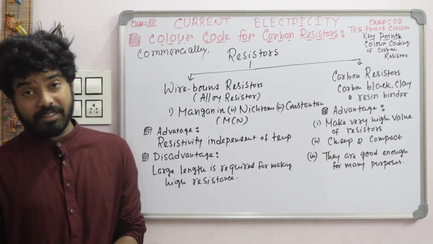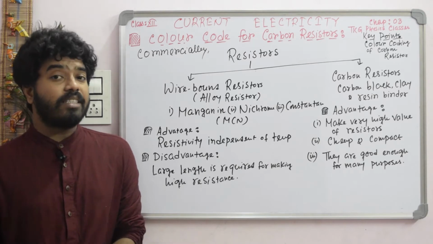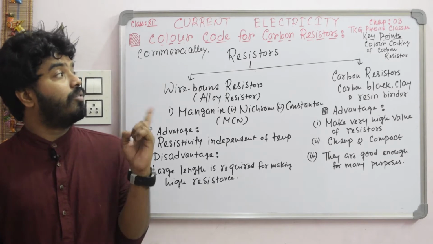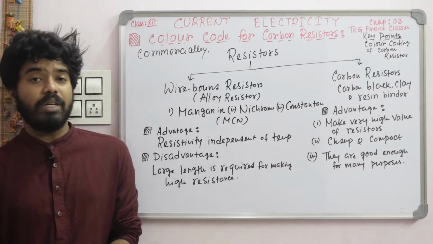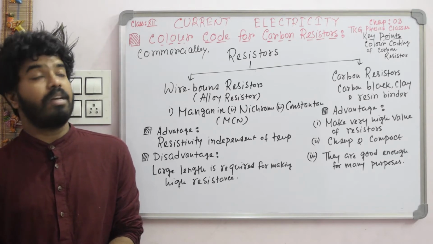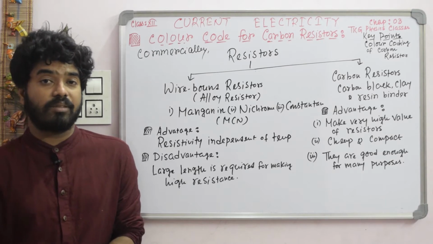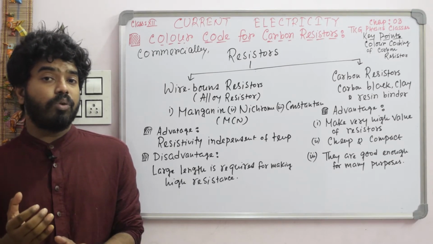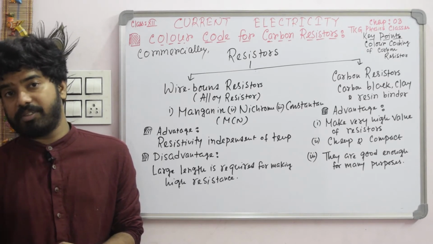And so students, this is our lecture number 4 for your third chapter, that is current electricity. In this chapter we will discuss our topic, that is color code of carbon resistors. This is a very important part for your board as well as for practical purposes. Here we find out the value of resistance for a resistor using color code. So before knowing color code, at first you have to know what are carbon resistors.